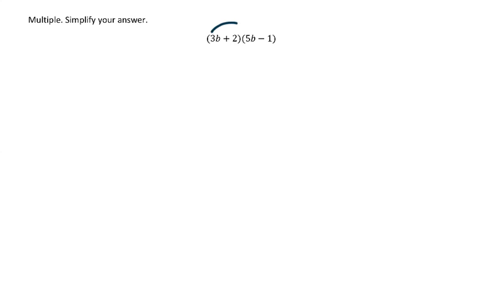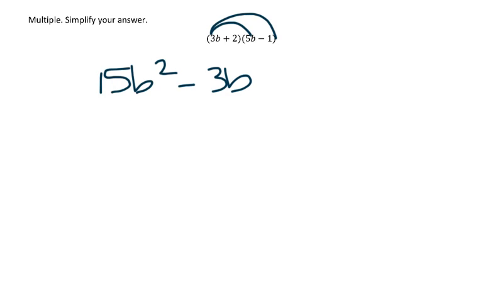So we're going to distribute the 3b to both pieces in the other parentheses. So I'm going to do 3b times 5b, which is 15b squared. And then if I multiply 3b times negative 1, that gives me negative 3b. But now I need to distribute this 2 in the first set of parentheses to everything in the second set of parentheses. So I have 2 times 5b, which is 10b, and then 2 times negative 1, which is negative 2.